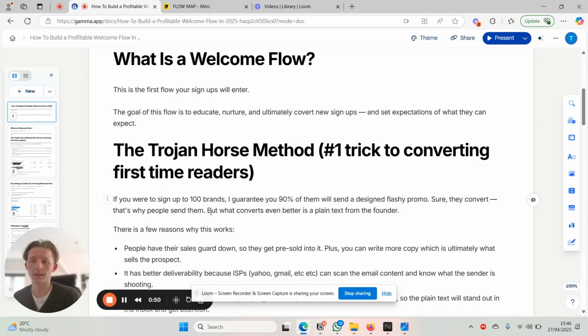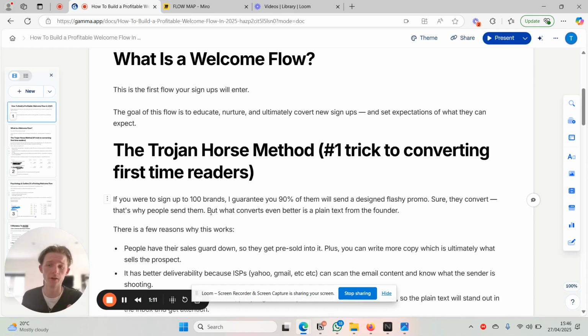The first trick is the Trojan horse method. So this is our audience flow, the number one trick we use to convert first-time readers. Works a treat every time. And here are a few reasons why. If you signed up to 100 different e-commerce brands, I guarantee you that 90% of them off the bat will just send you a flashy design promotion.